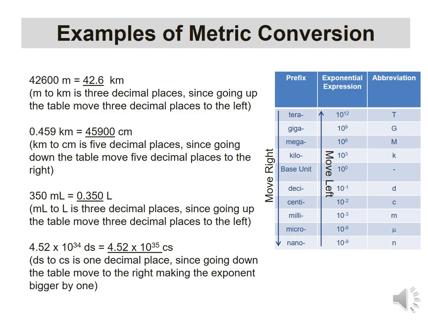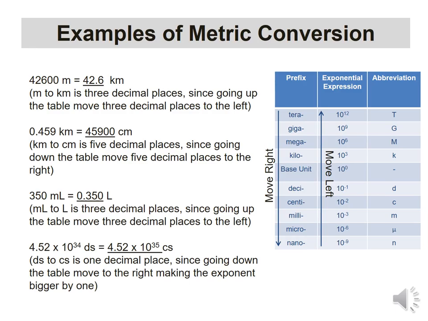350 milliliters to liters. Start with my millis down here, right there. Go to my liters. My base unit is up here. So that means I'm moving up. I'm going to move left this time. Minus 3 and 0 is 3 places. I move 3 places left: 1, 2, 3.